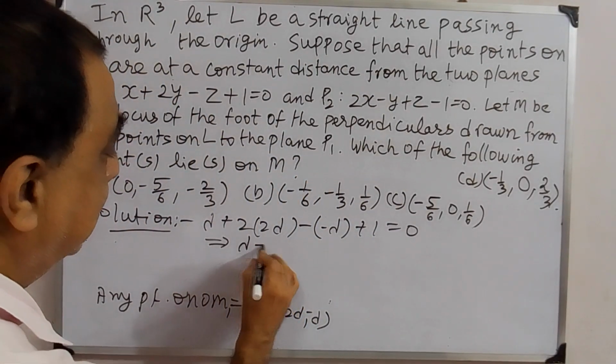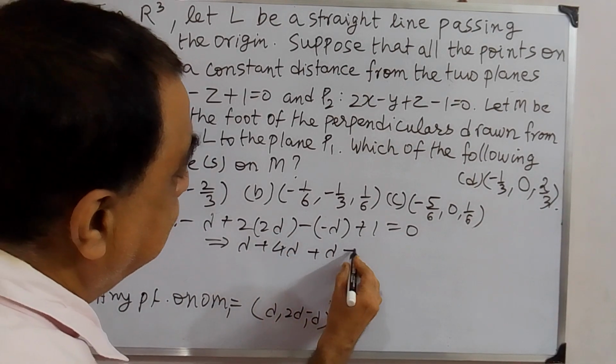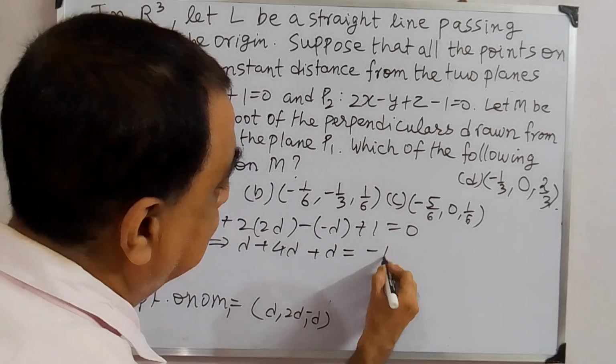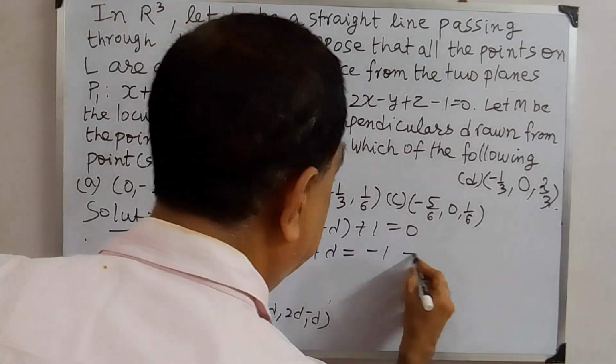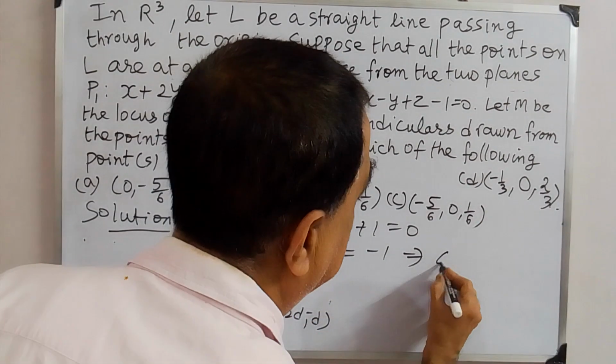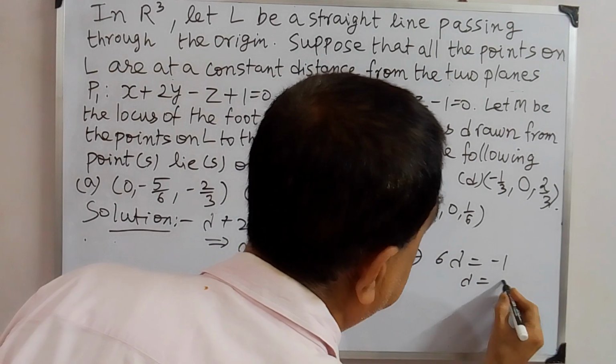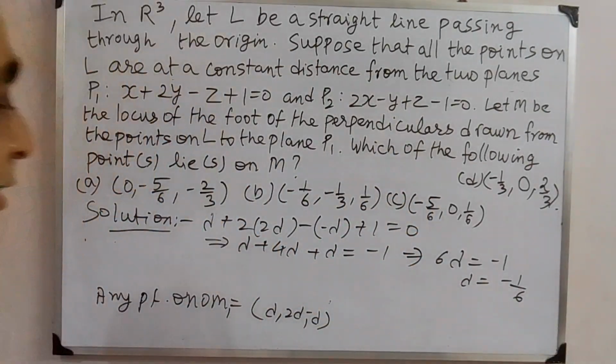So this becomes lambda plus 4 lambda plus lambda, and 1 I am taking this side, minus 1. So from here lambda, 4 lambda, 5 lambda plus lambda, 6 lambda. So 6 lambda is equal to minus 1. So lambda is what? Minus 1 by 6.